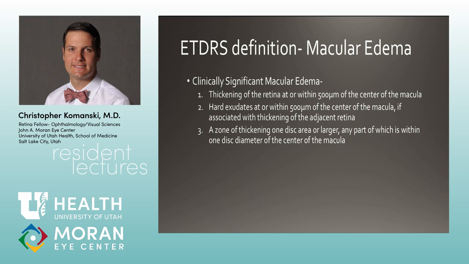Really importantly, the clinical definition of CSME. And this is absolutely important to memorize. So it's thickening of the retina at or within 500 microns of the center of the macula. Hard exudates at or within 500 microns of the center of the macula, if it's associated with thickening of the adjacent retina. Or a zone of thickening one disc area or larger, any part of which is within one disc diameter of the center of the macula.